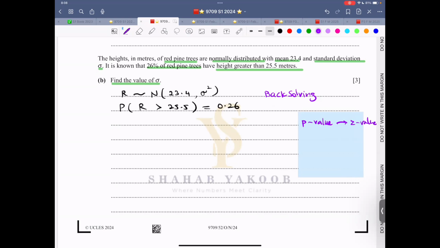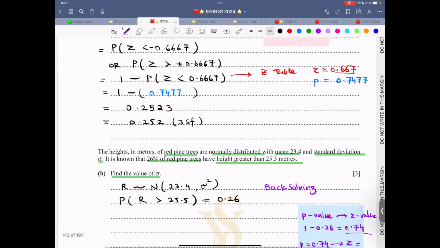So now 26% is not the right value. So 1 minus 0.26 is 0.74. That is the probability. So when P is 0.74, go to the Z value. And this Z value is coming out to be 0.643. Do double check.